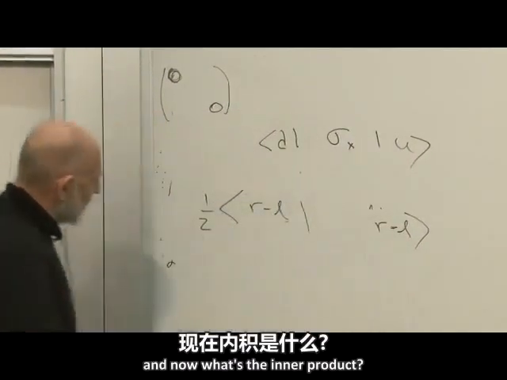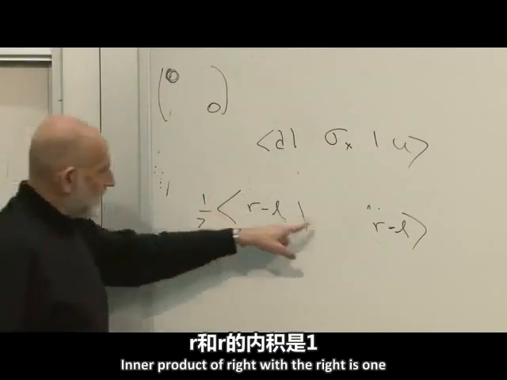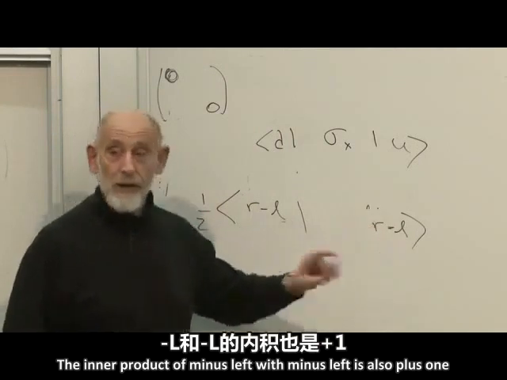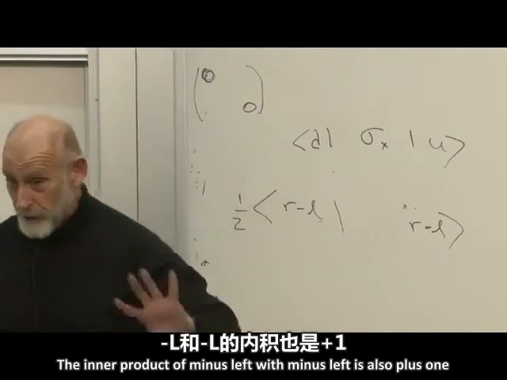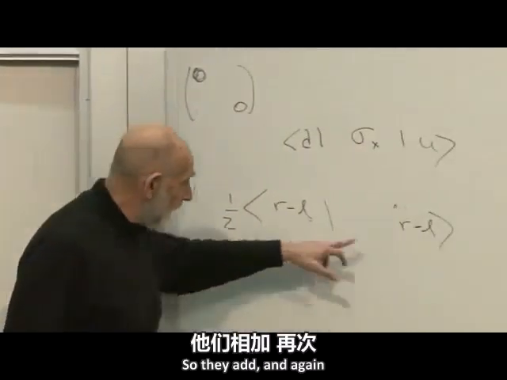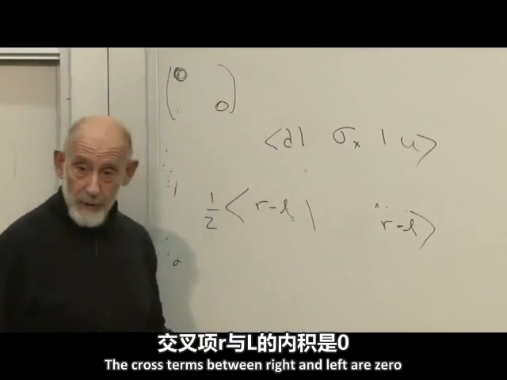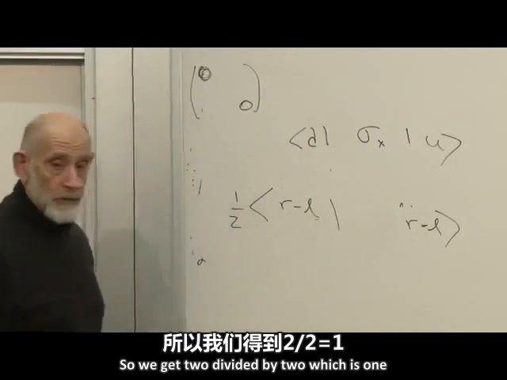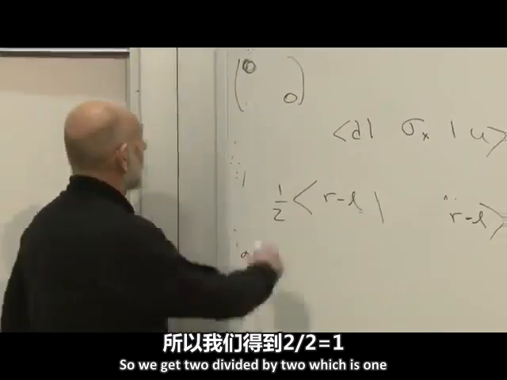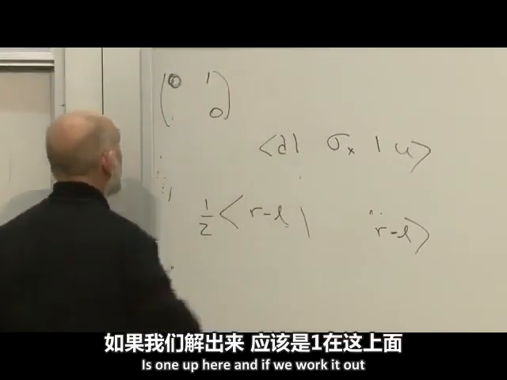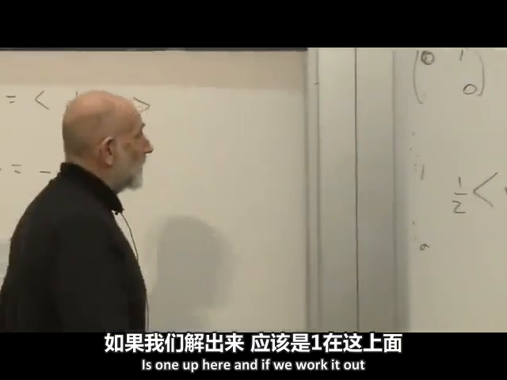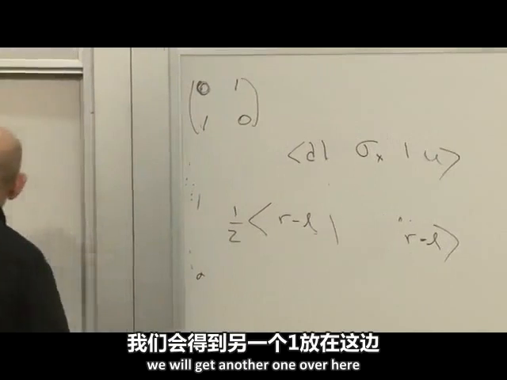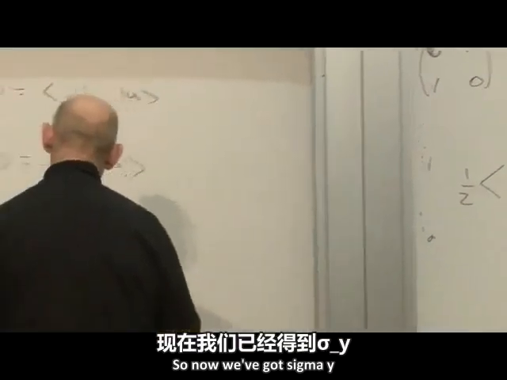And now what's the inner product? The inner product of right with right is 1. The inner product of minus left with minus left is also +1. So they add. And again, the cross terms between right and left are 0. So we get 2 divided by 2, which is 1. We get a 1 up here. And if we work it out, we'll get another 1 over here. All right, so now we've got sigma x.